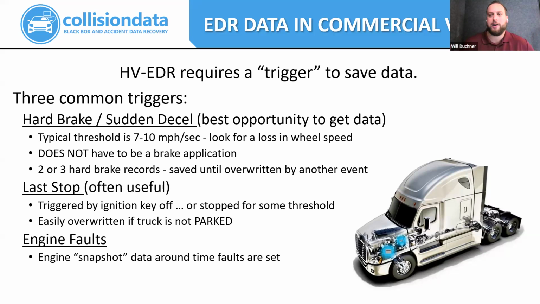Engine faults can be an important part. Typically, if a truck loses air pressure or something like that, it's going to take a single line screenshot telling you the speed of the vehicle at the time of air loss or at the time the coolant pressure got low and things like that.